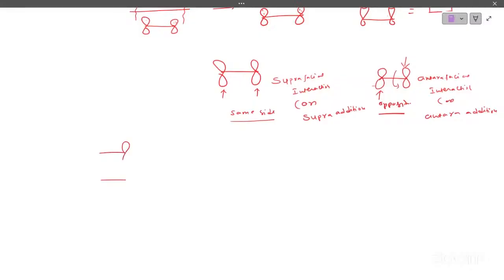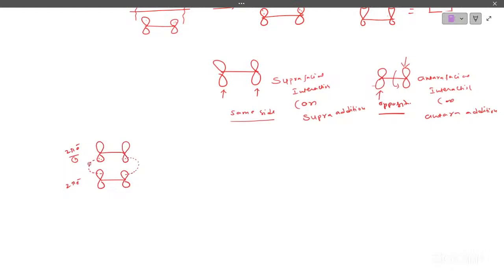This is one pi system which is involved in the cycloaddition. This is the second pi system which is involved in the cycloaddition. It is the first pi system with 2 pi electrons. It is the second pi system with 2 pi electrons. In the first pi system, these two lobes are participating in the interaction. This lobe is interacting with the second pi system's carbon 1 lobe, and this lobe is interacting with this one.